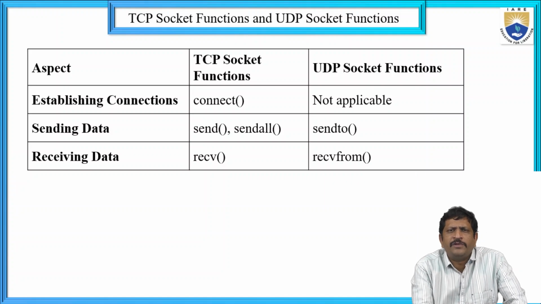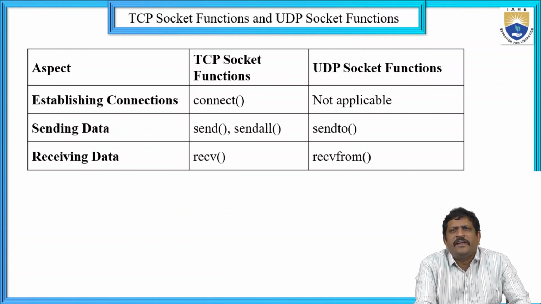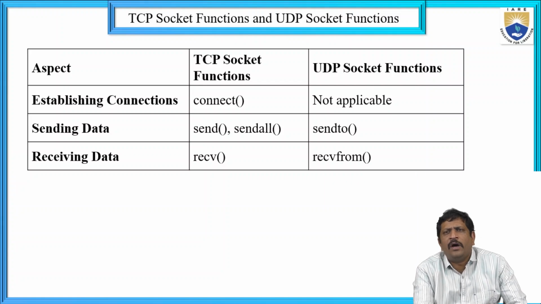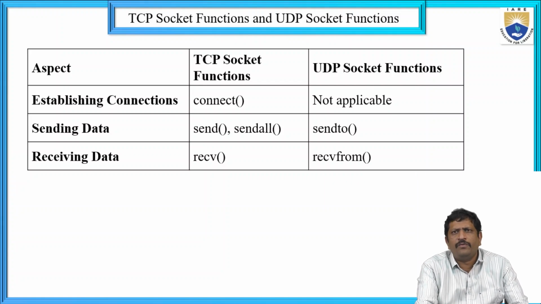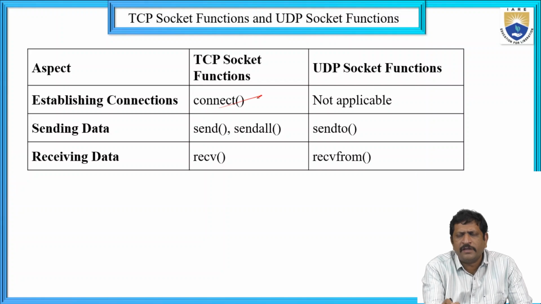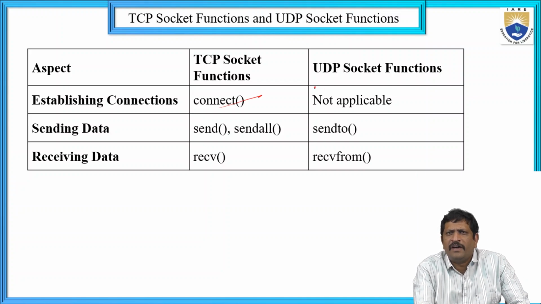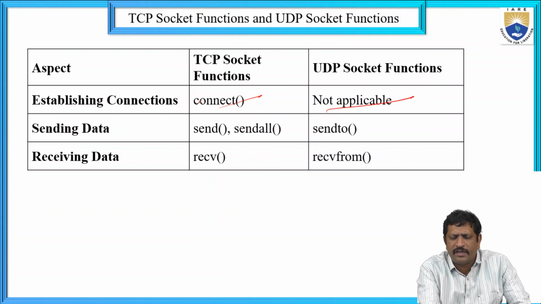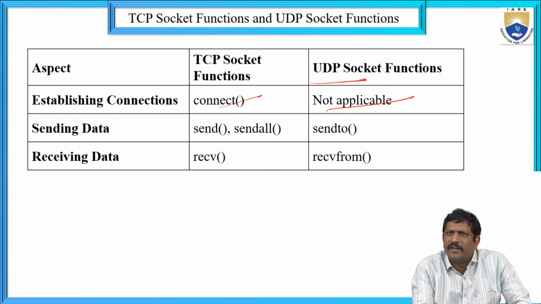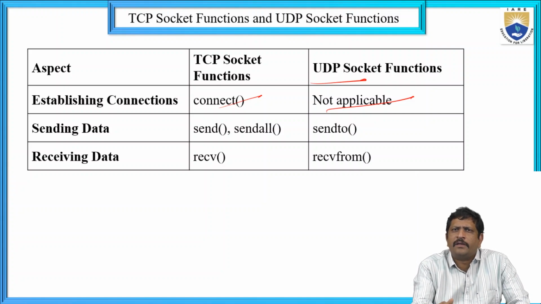Establishing a connection. In TCP socket functions, we use the connect method for establishing the connection. For UDP, it is not applicable and there is no need to use the connect method. Without the connect method, the User Datagram Protocol can directly connect to a particular device over the internet and establish effective communication.